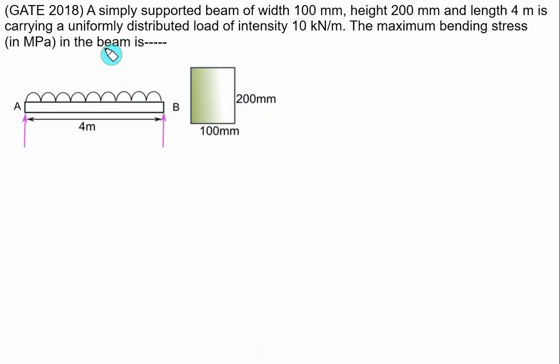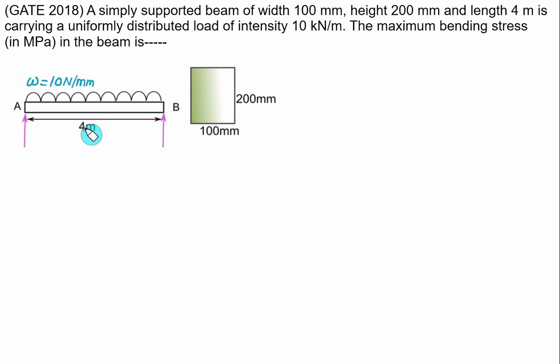This is another question that appeared in GATE 2018. We are given a simply supported beam of width equal to 100, height equal to 200 and length equal to 4 meter, carrying a uniformly distributed load of intensity 10 kilonewton per meter, which is the same as 10 Newton per mm. You have to calculate the maximum bending stress. So the UDL intensity is given as 10 Newton per mm.